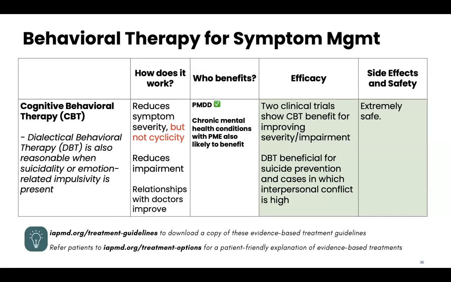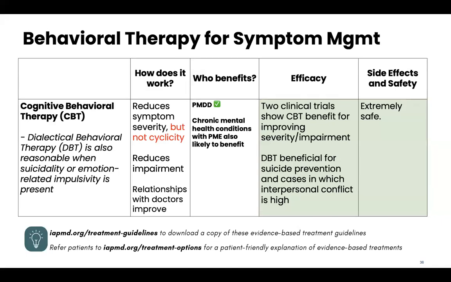Another treatment option is behavioral therapy for symptom management. So cognitive behavioral therapy, CBT, has been tested, and dialectical behavioral therapy, DBT, although there are no clinical trials at this point, it's also reasonable when suicidality or emotion-related impulsivity is present in the context of PMDD or PME.